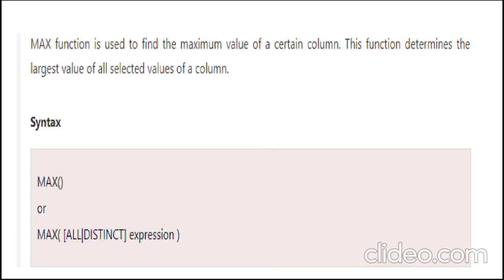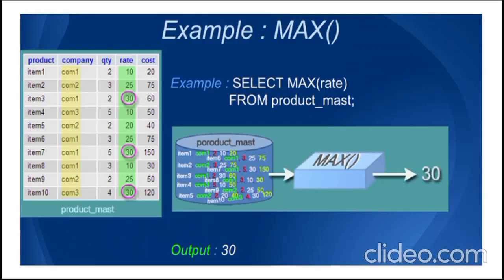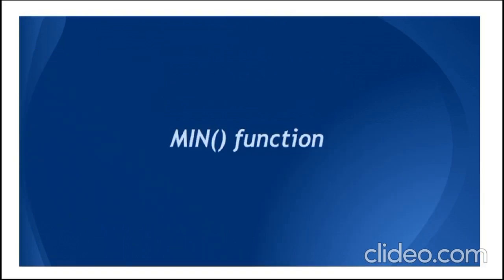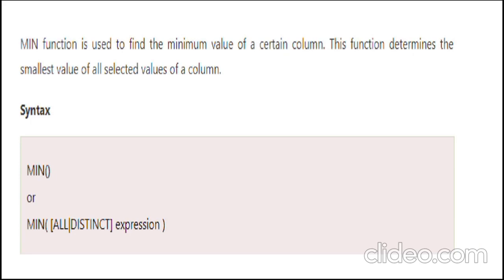Max function. The max function is used to find the maximum value of the selected column. This function determines the largest value of all the selected values of the column. Syntax: max. Select max rate from product_mast. In the above table, I have circled the maximum value. Output 30.